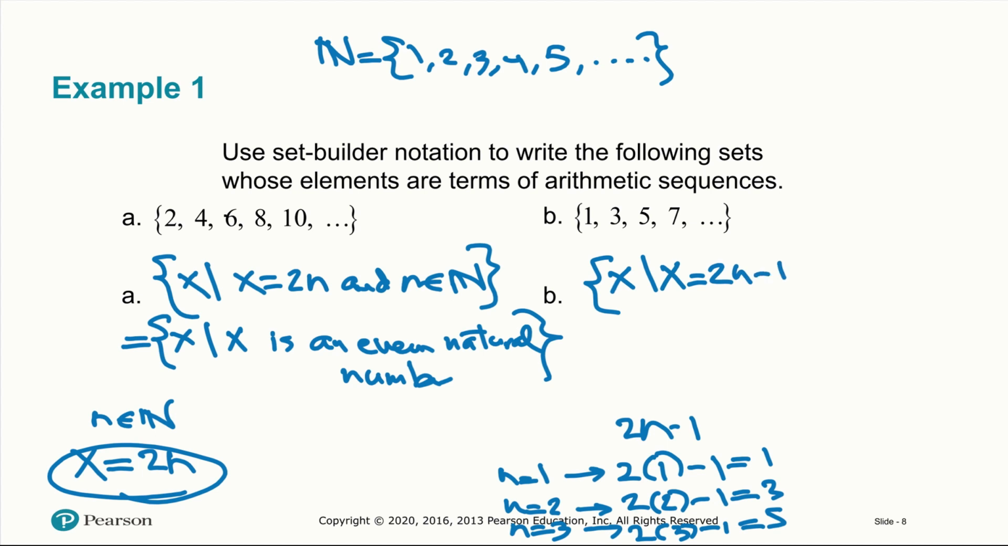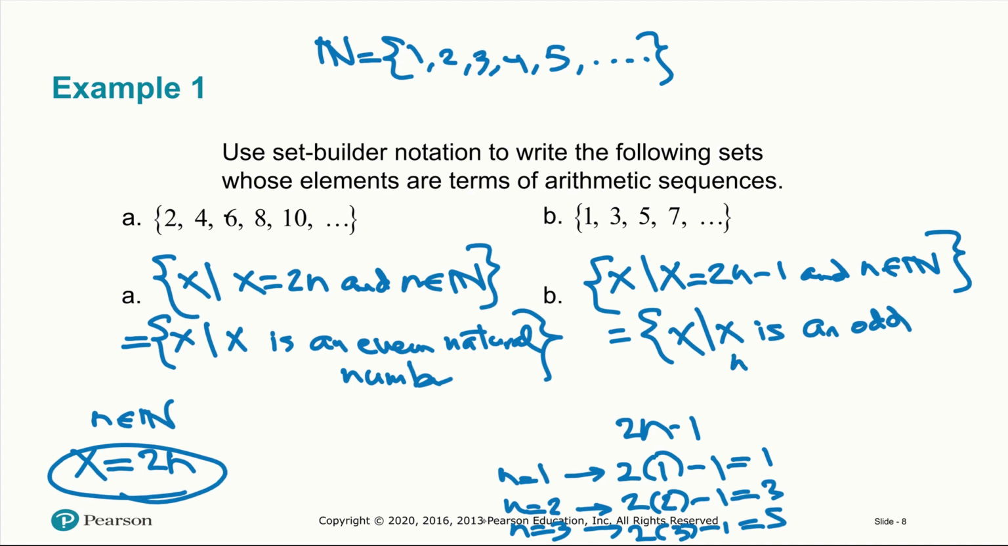And again, we have to specify the fact that n belongs to N. Okay, of course, lowercase n belonging to this script N, which stands for the set of natural numbers. All right, and again, just like in the previous case with the even numbers, we could always just say the set of all x such that x is an odd natural number.